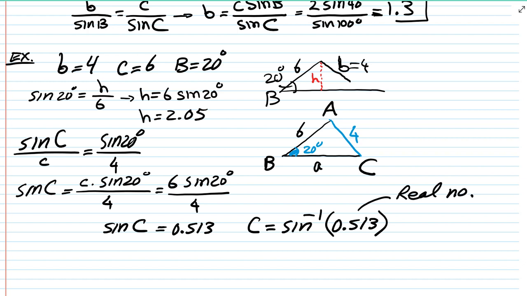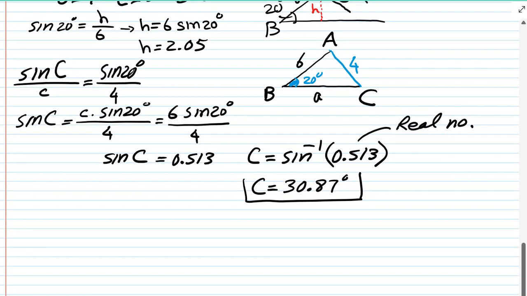So arc sine of that, my calculator can handle this, and it gives me 30.87 degrees. So that's the measure of angle C, right? We found this angle to be 30.87 degrees, and once we have that, then we can find the measure of angle A, right?